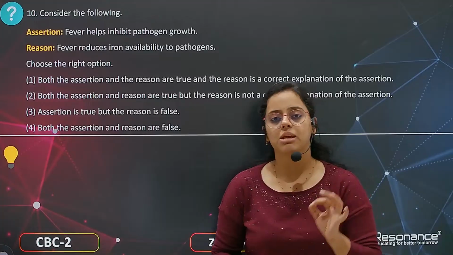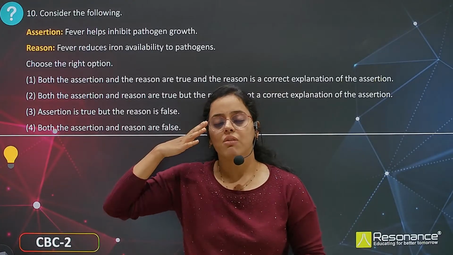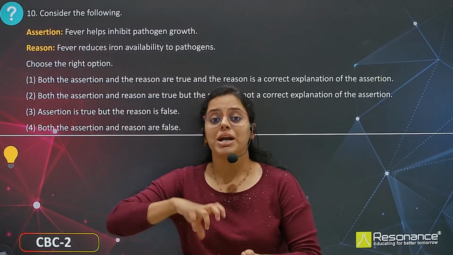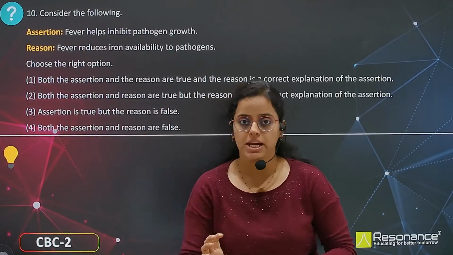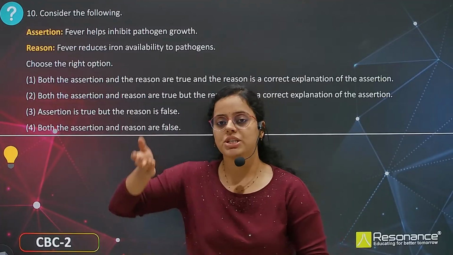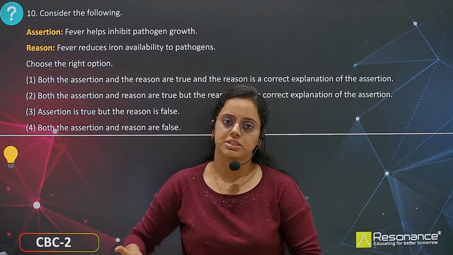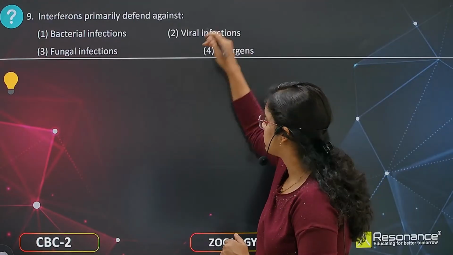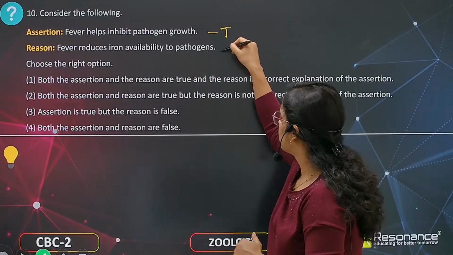Fever helps inhibit pathogen growth. As I've told you, increase in temperature, what does it cause? It will prevent the pathogen from multiplying, because the bacteria or virus needs appropriate temperature to multiply or to grow, right? If the body temperature is high, what happens? They are not able to replicate faster. So the assertion is a true statement. Now what about the reason? Is it the correct reason?